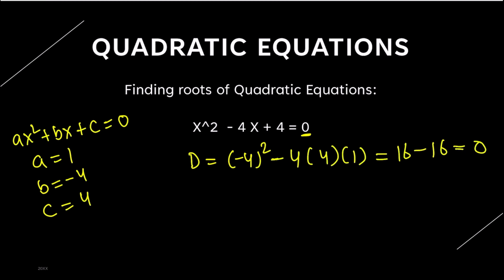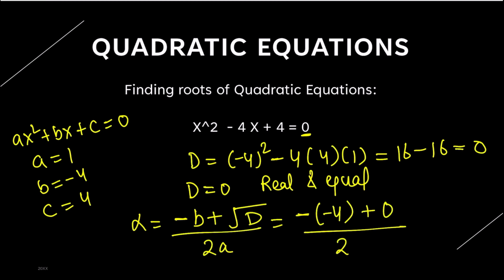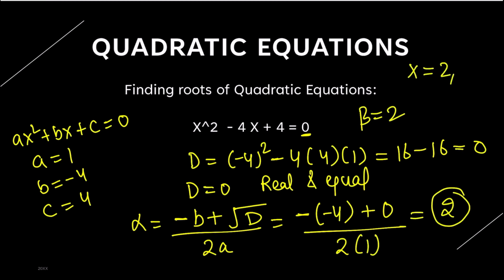Since the discriminant is equal to 0, it will have two real roots, but both are equal. If you calculate alpha, minus b plus root D by 2a, that is minus of minus 4 plus 0 upon 2a, you will get the value 2. Since one of the roots is 2, the second root will also be equal to 2 since the discriminant is 0. So the two roots of this equation are 2 and 2. I hope this is clear. Now this is done. I hope till now it is clear.